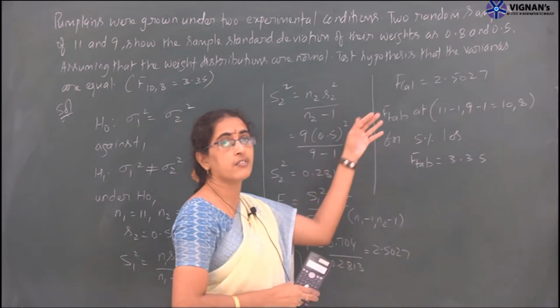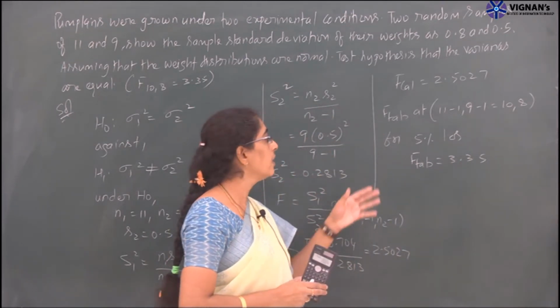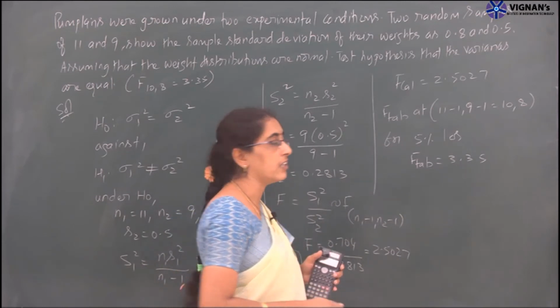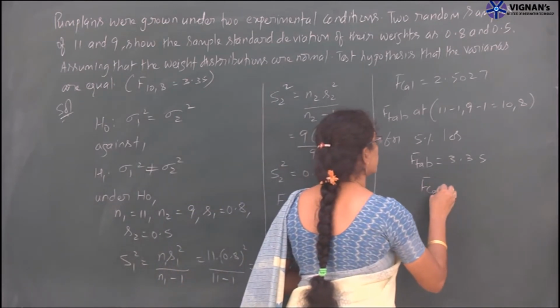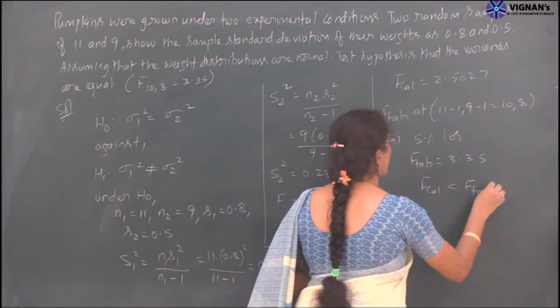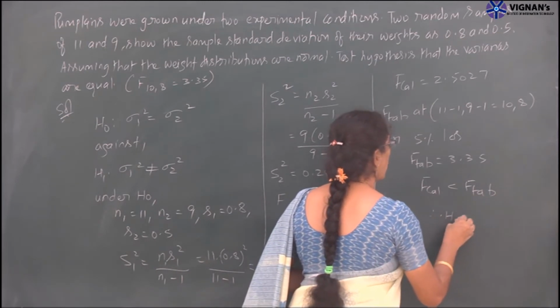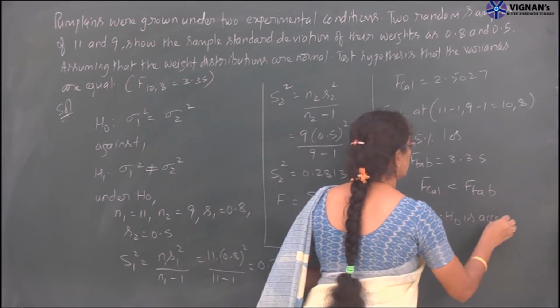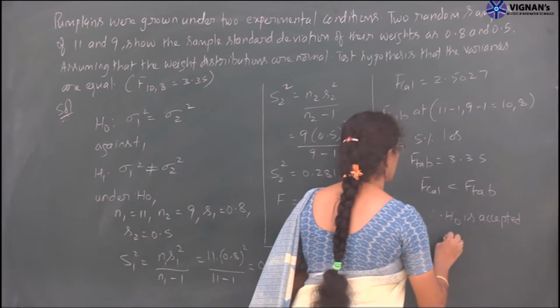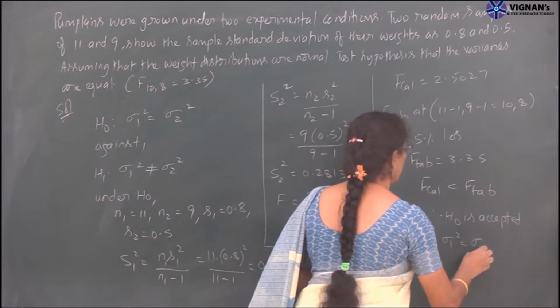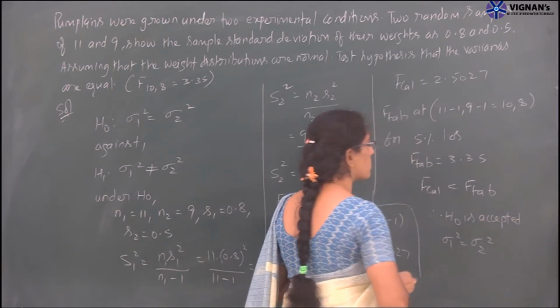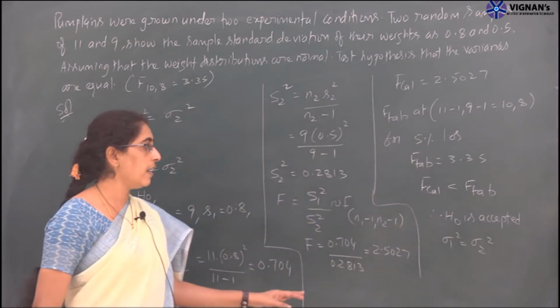So F calculated value is 2.5027 and tabulated value is 3.35. That means F calculated value is less than F tabulated, so therefore H0 is accepted. That means there is no significant difference between the two population variances, so sigma 1 square is equal to sigma 2 square.